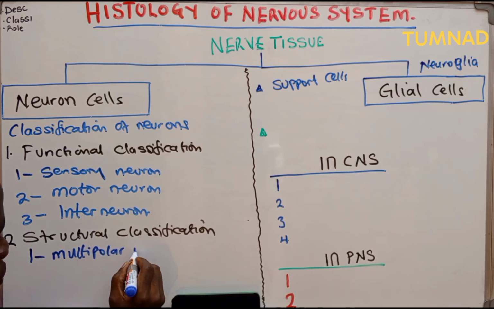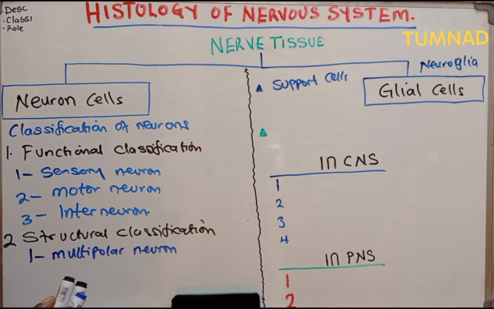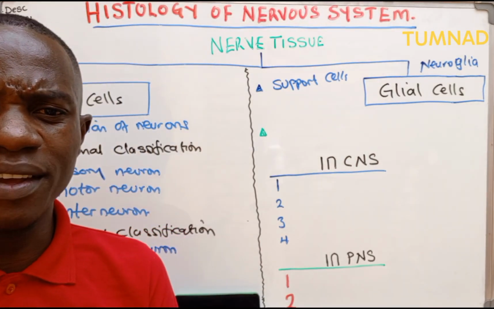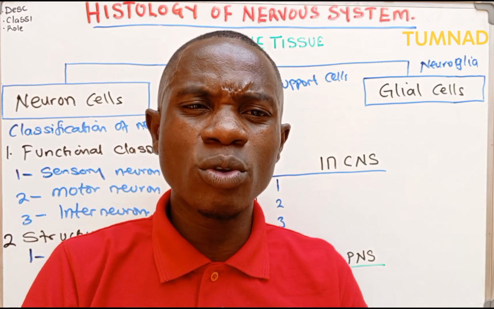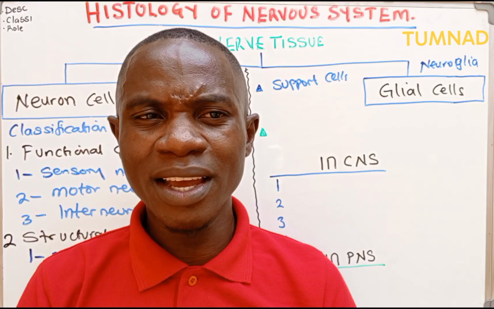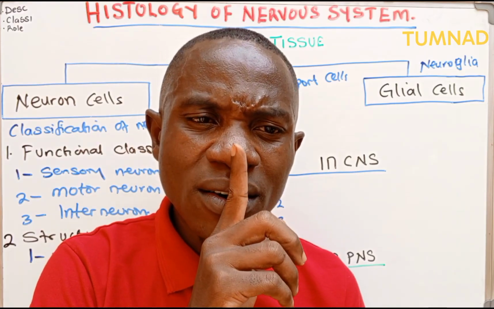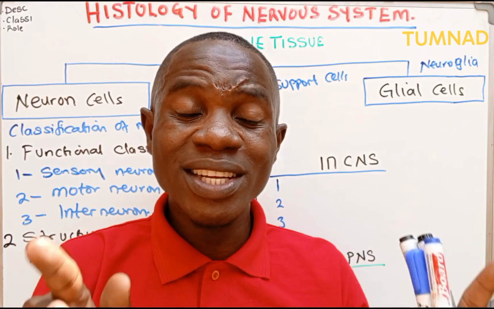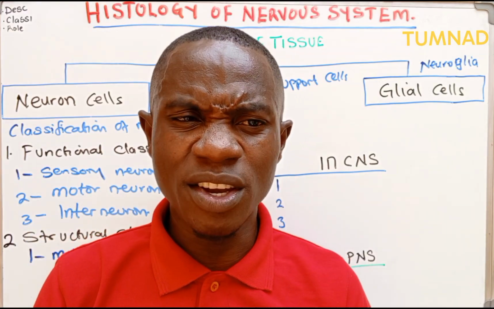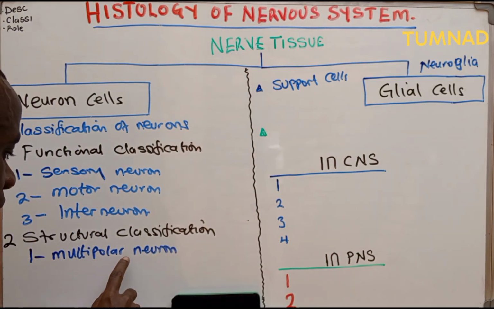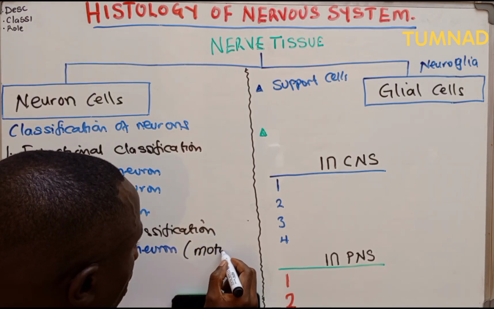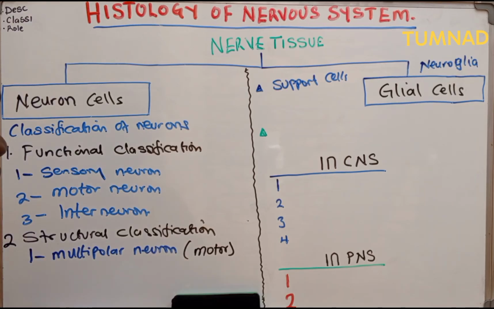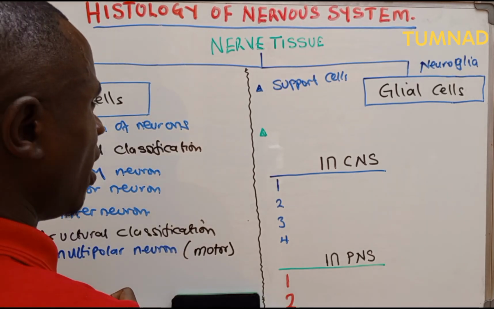The first one I want you to know is the multipolar neuron. A multipolar neuron has a lot of extensions, especially dendrites. It has multiple dendrites. But what you need to know is that a neuron has only one axon, while the dendrites can be very many depending on the type of neuron. The best example of a multipolar neuron is the motor neuron, which constitutes the biggest percentage of neurons in the nervous tissue.